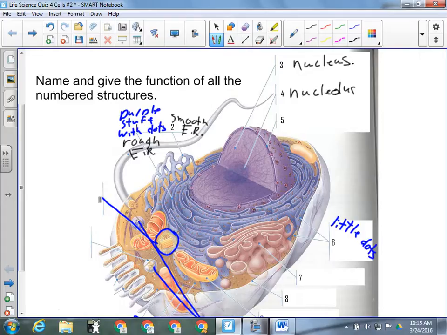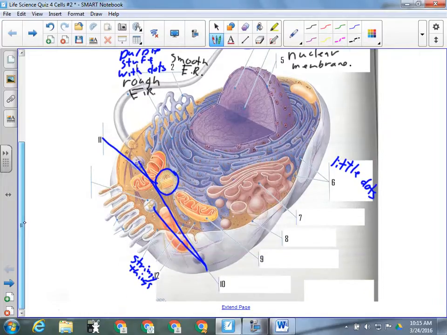Number 5, the outside of the nucleus is the nuclear membrane. I'll accept anything that has to do with keeping stuff out of the nucleus or containing the DNA in the nucleus or something like that. That's what its job is. What are the little dots everywhere? Ribosomes. What do they do? They make protein. Simple as that.